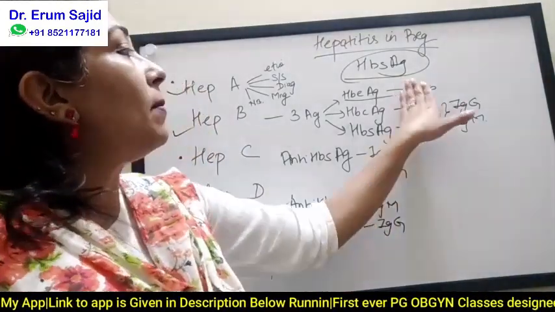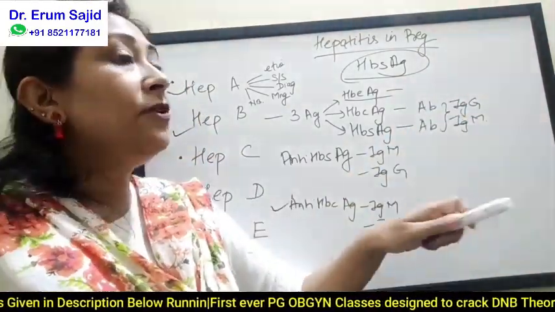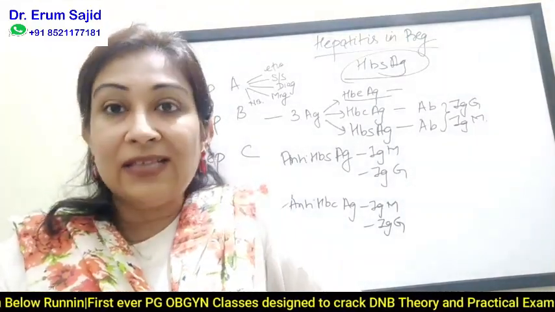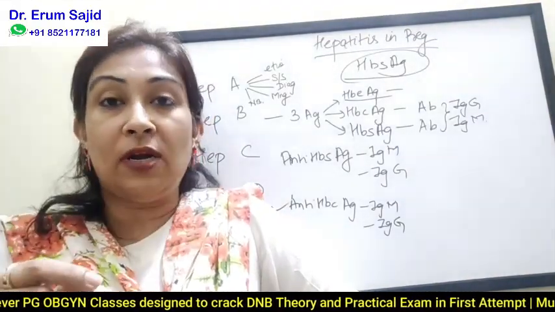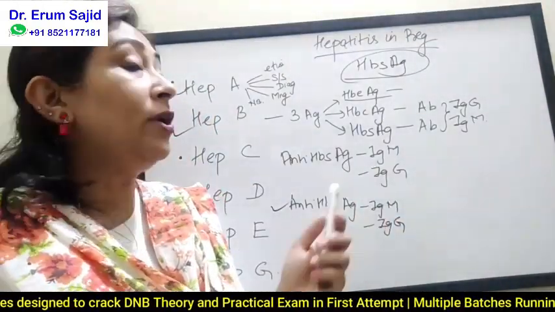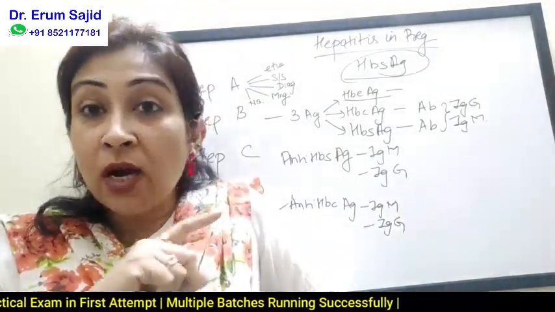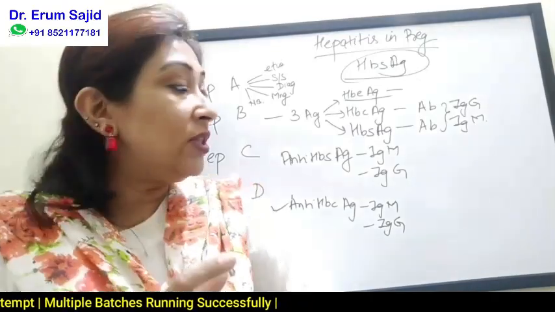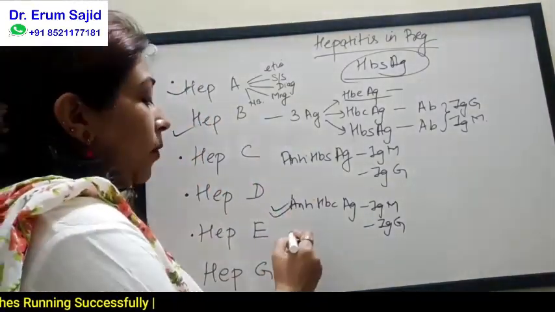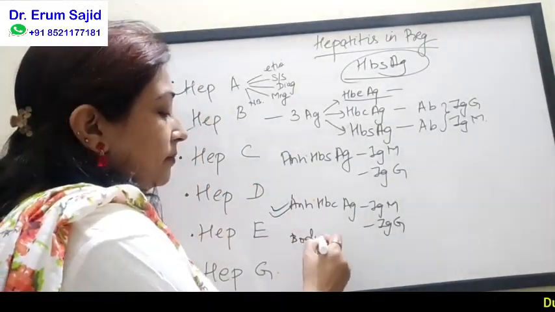Okay, then we talk about the core antigen. The first to appear as the immune response from the body is actually the antibodies of HBc antigen, not HBs antigen. So this tells you the body's immune response.